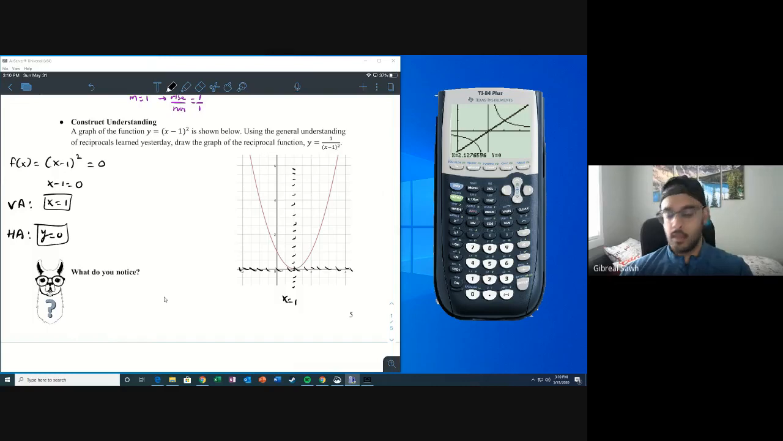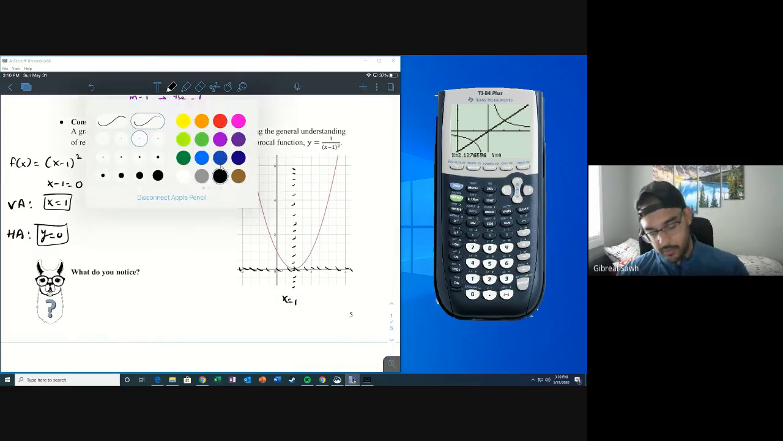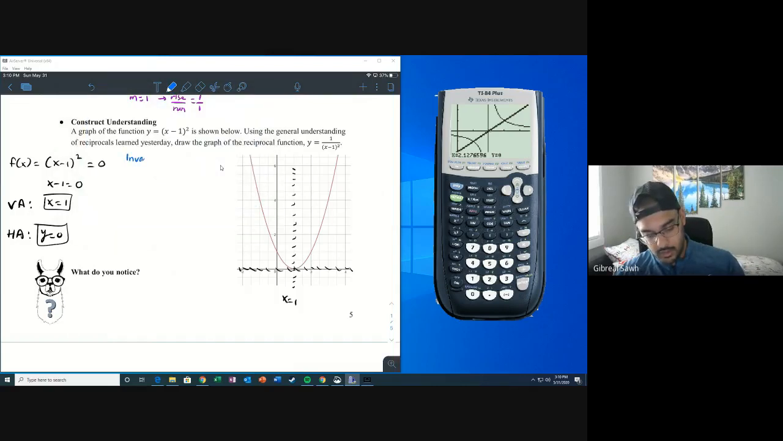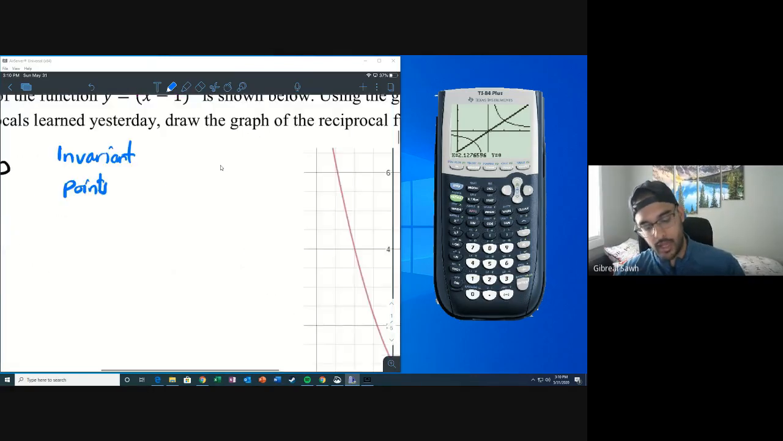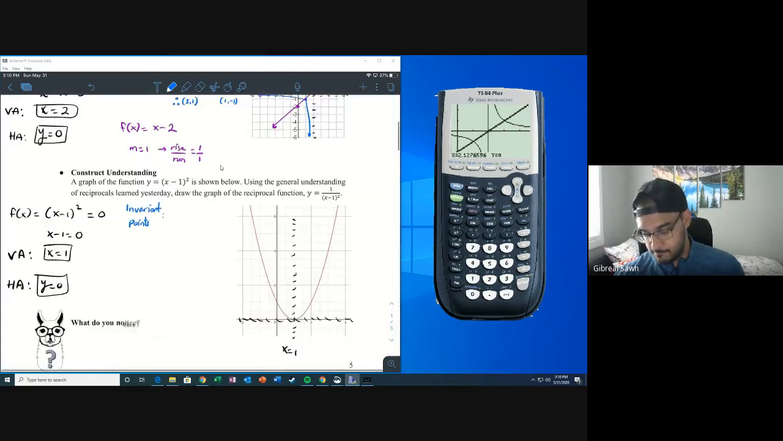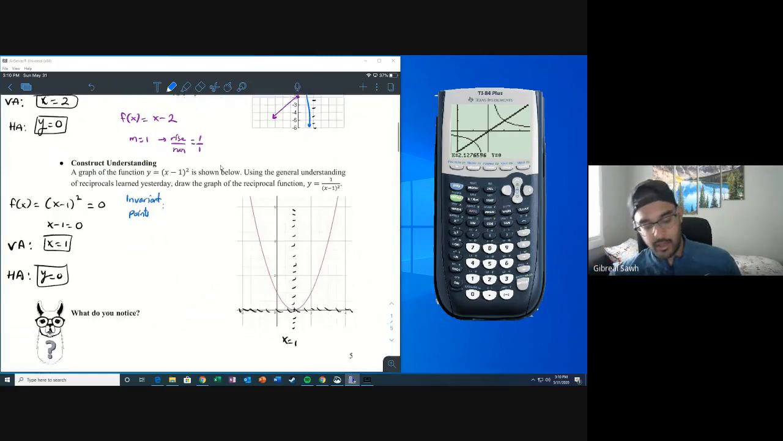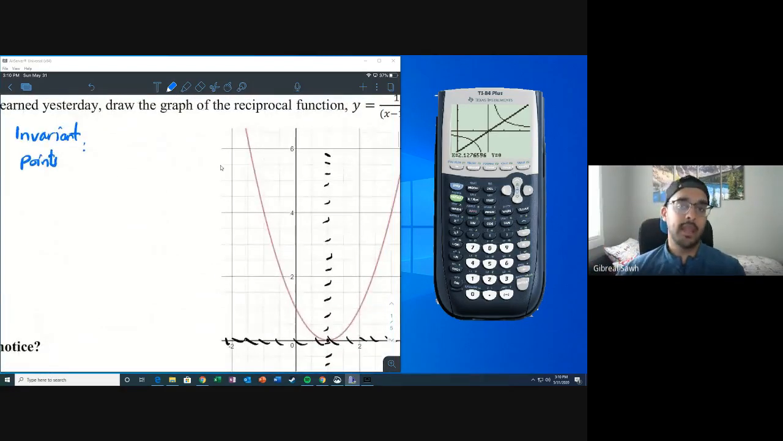Okay. Now we got to go find our invariant points like we did before. So let's give us a different color then. Invariant points. Same thing is true for quadratic. If the value of that original function is equal to 1 or -1, I should be able to find some invariant points. So let's set our original quadratic function equal to 1. We'll deal with this scenario first, and then we'll talk about the other case, where it could be equal to -1.